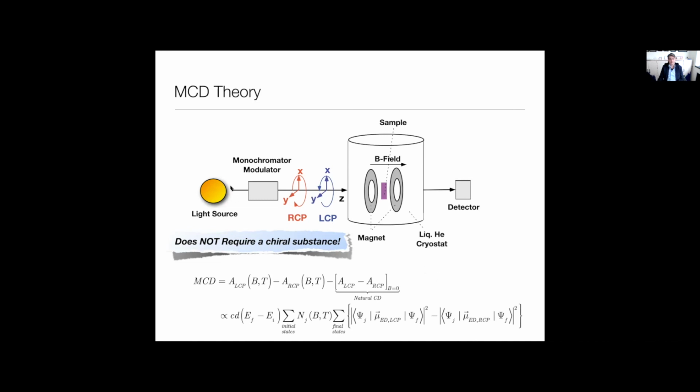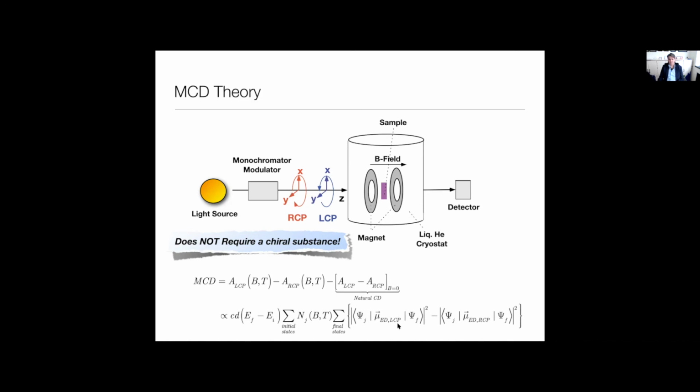So you have a light source producing, through a modulator, RCP and LCP, right and left circularly polarized light that is being transmitted through the sample that is sitting in a longitudinal external magnetic field that can be varied, and then picked up by the detector, and taking the difference defines the MCD signal. If you subtract out the natural CD at field 0, then that is what the MCD is.